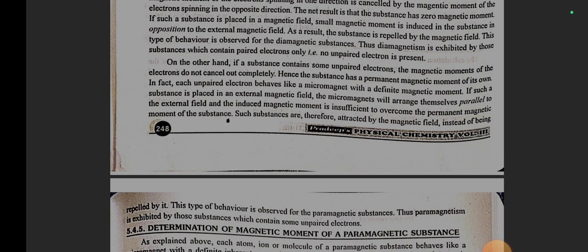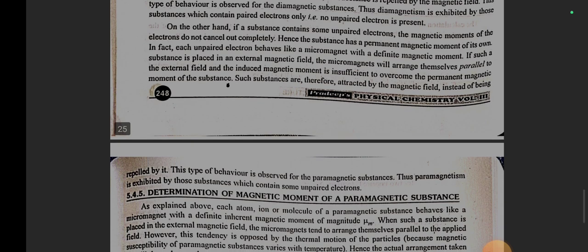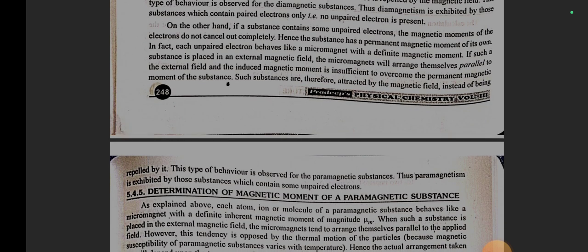On the other hand, if a substance contains some unpaired electrons, the magnetic moments of the electrons do not cancel out completely. Hence, the substance has a permanent magnetic moment of its own. In fact, each unpaired electron behaves like a micromagnet with a definite magnetic moment. If such a substance is placed in an external magnetic field, the micromagnets will arrange themselves parallel to the external field, and the induced magnetic moment is insufficient to overcome the permanent magnetic moment of the substance.